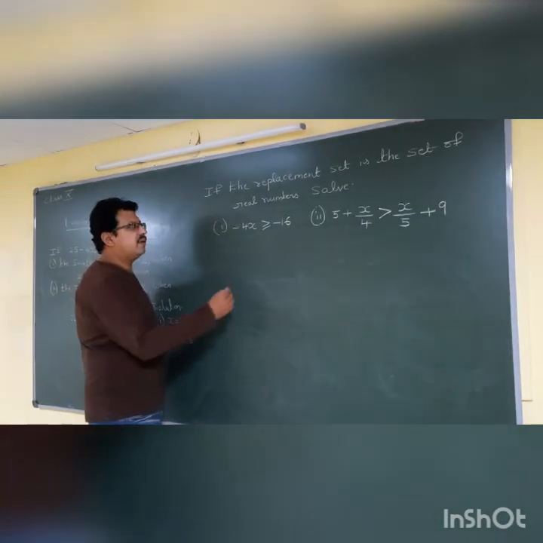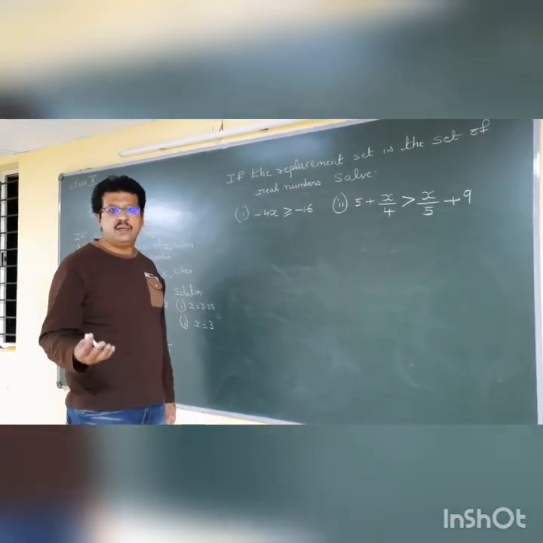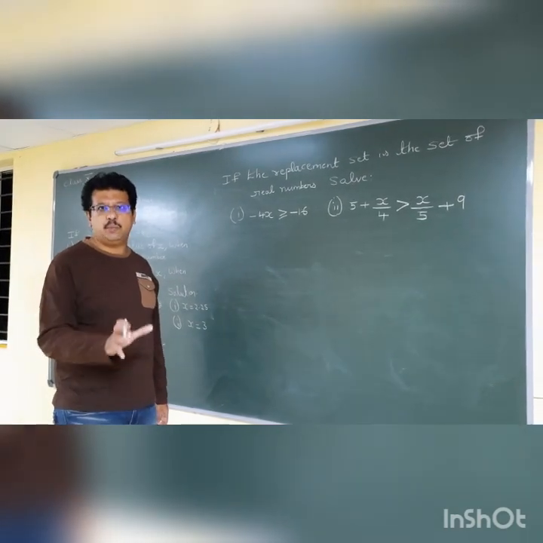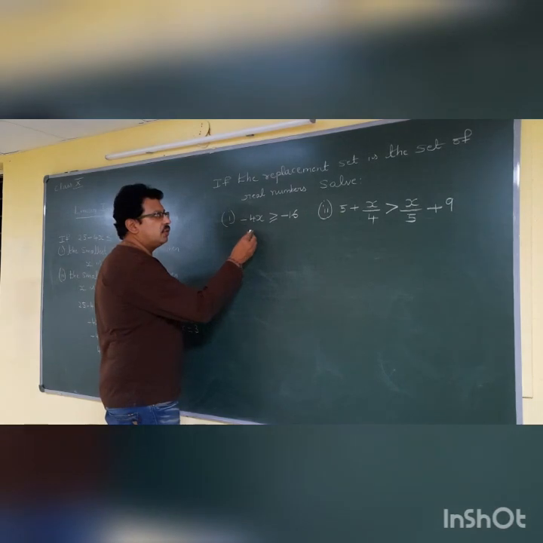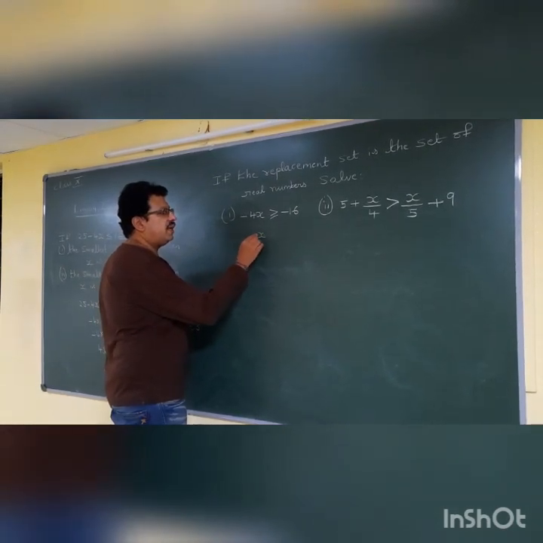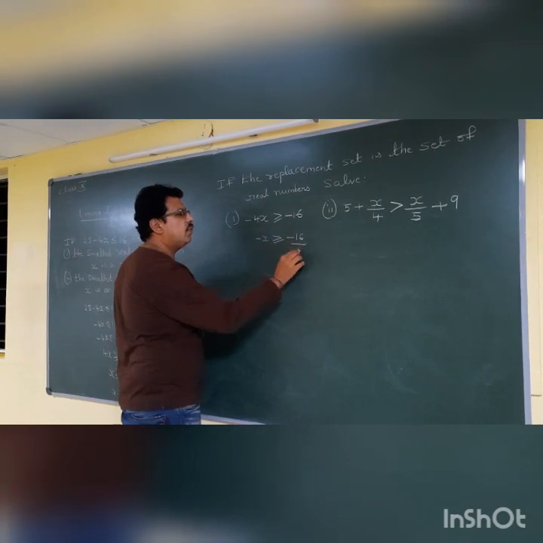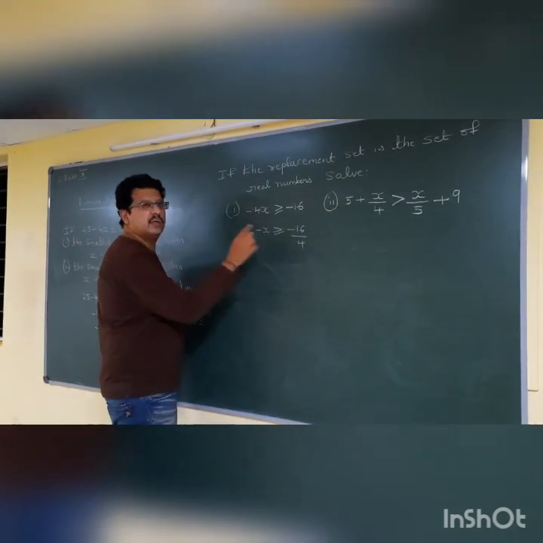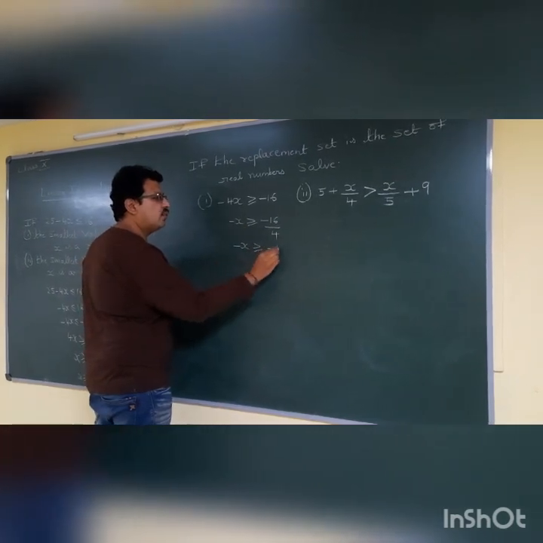So what are real numbers, do all of you know? It's the combination of rational numbers and irrational numbers. So let us solve this now. Minus x greater than or equal to minus 16 by 4. I have brought the 4 to the denominator. So minus x greater than or equal to minus 4.